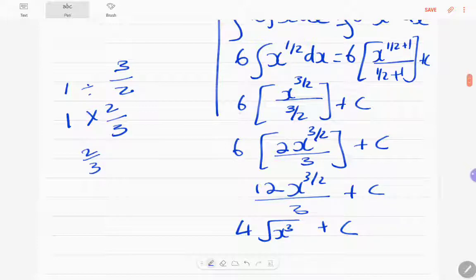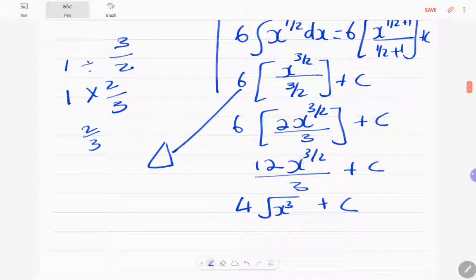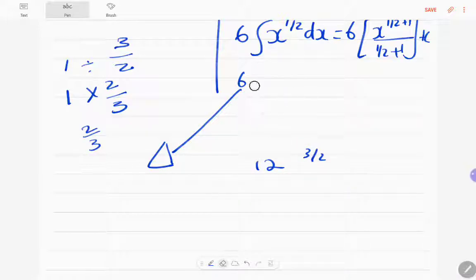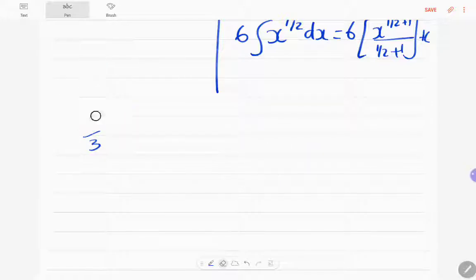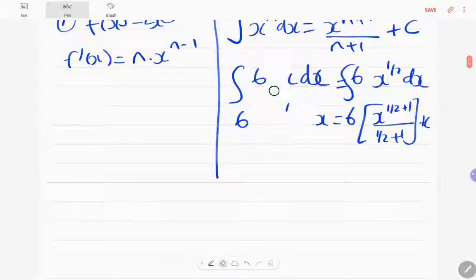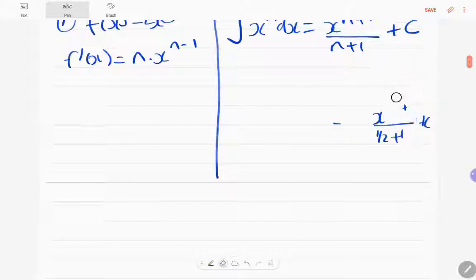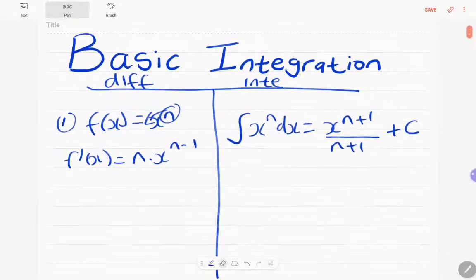When you reach this part, you can just punch it on your calculator. You can just say what is 6 divided by 3 over 2, then you'll get 4. I was just showing you the steps on how to solve this without having a calculator. And remember, in the exam we are working against time.